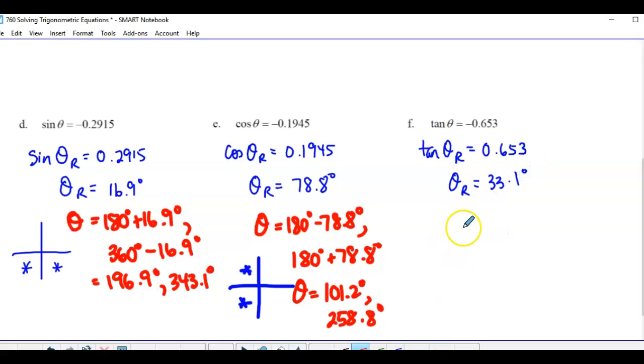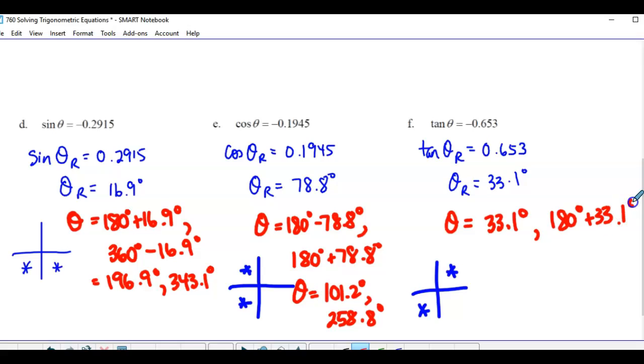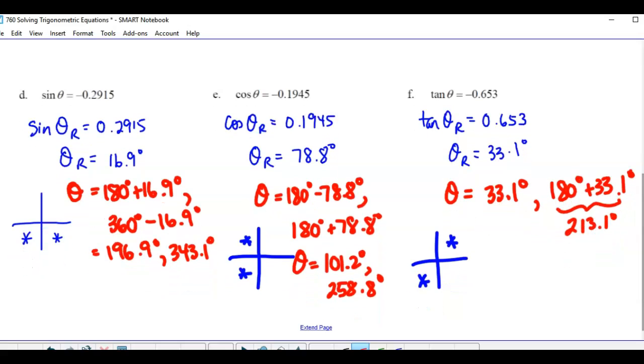Okay, so then I have to do where are they located. So positive tan is in the first quadrant and the third quadrant. So that means 33.1 is one of our angles. And then the other one's 180 plus 33.1. So that is, what's that? 213.1.